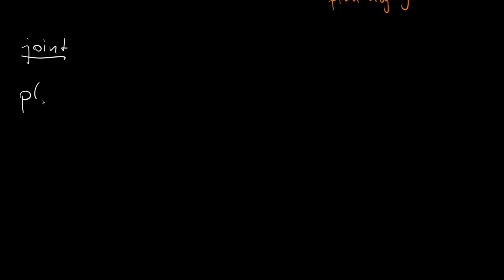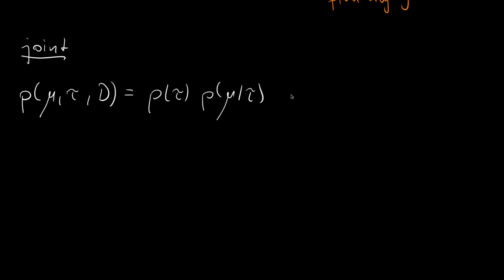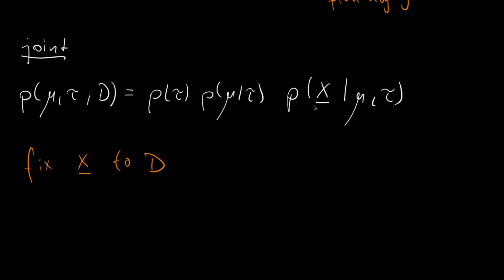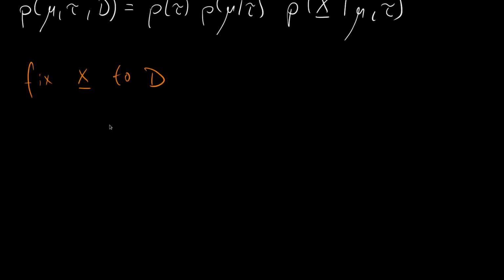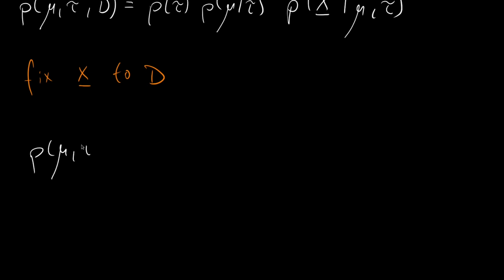And the joint is P of mu, tau, and the data, and it factorizes according to P of tau, because that's a root node, it does not have any dependencies, then P of mu given tau, and then times P of vector x, and then we fix the x vector to the data, so fix x vector to d, and this essentially also reduces the number of variables to just mu and tau, and our random vector of length n will just be fixed.